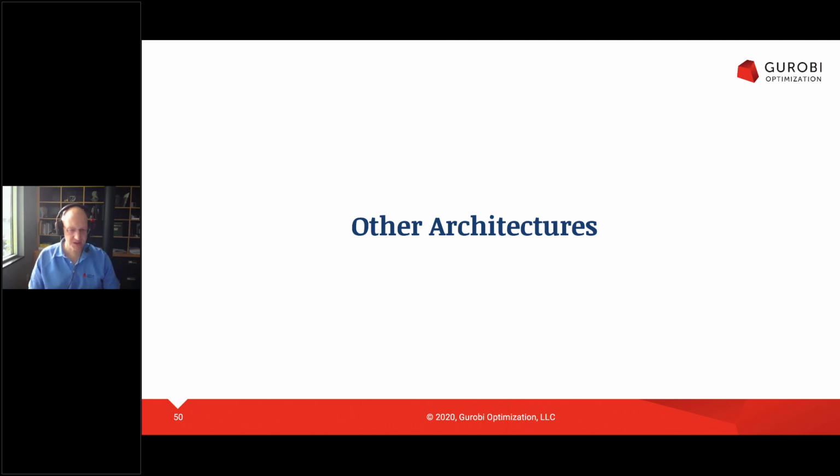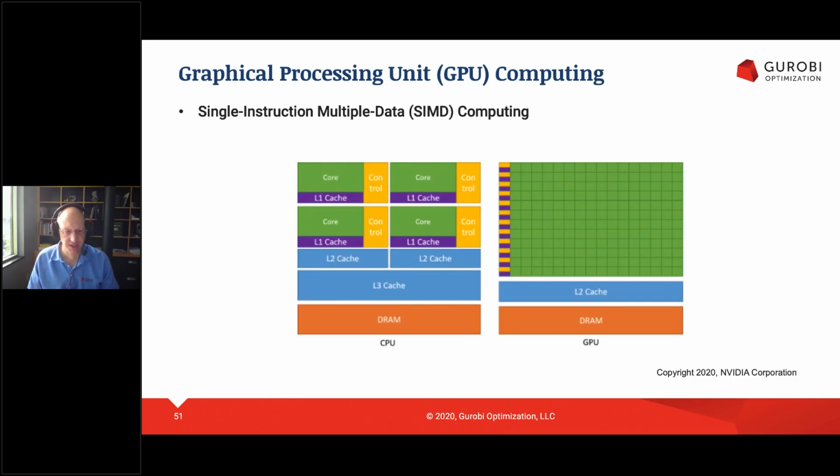So, last part of my talk, a few more slides. People often ask us about using GPUs for solving MIPs. So this is a nice figure from NVIDIA. Basically, it shows the difference between a CPU and a GPU. CPUs devote lots of the chip to control logic, caches, etc., and not that much to cores. GPU, on the other hand, most of it's devoted to cores, very little devoted to caches and control logic.